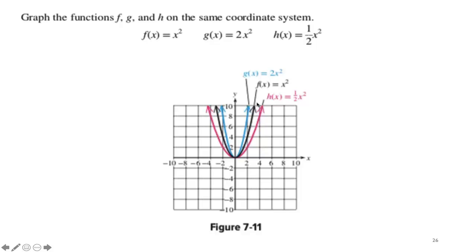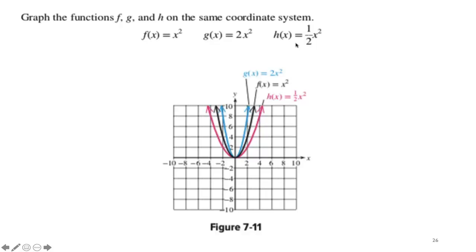The original function is the black function. The g function multiplied by 2. Again, 2 is bigger than 1. So notice this is positive 2. So because 2 is bigger than 1, I'm going to stretch it vertically by a factor of 2. So whatever it was before is stretched vertically by a factor of 2.